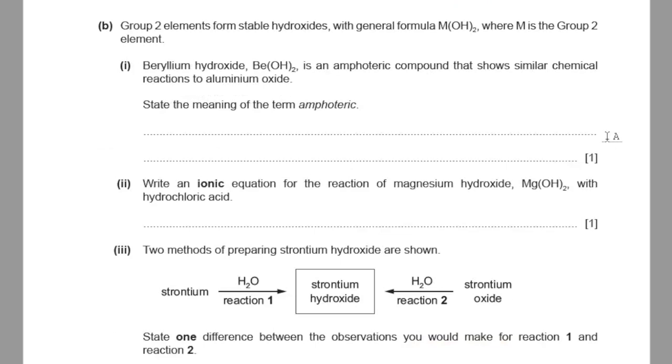Part B. Group 2 elements form stable hydroxides with general formula M(OH)2, where M is the group 2 element. Part 1. Beryllium hydroxide is an amphoteric compound that shows similar chemical reactions to aluminium oxide. State the meaning of the term amphoteric. Amphoteric oxides are substances which react with both acids and alkalis.